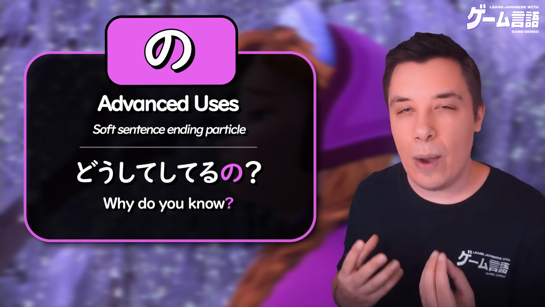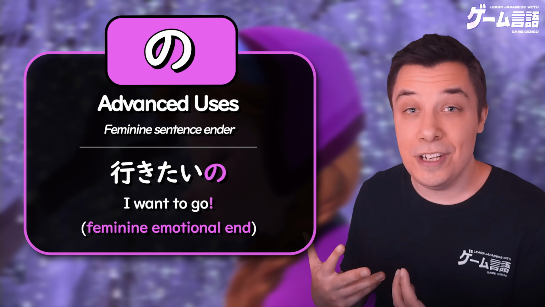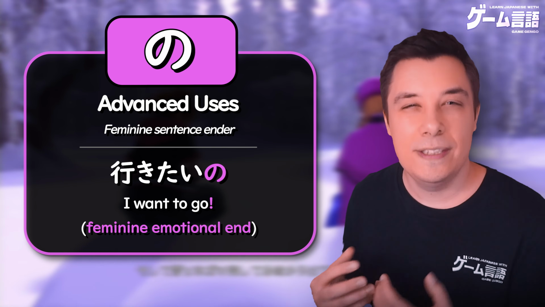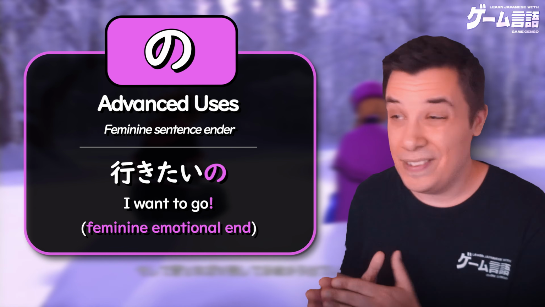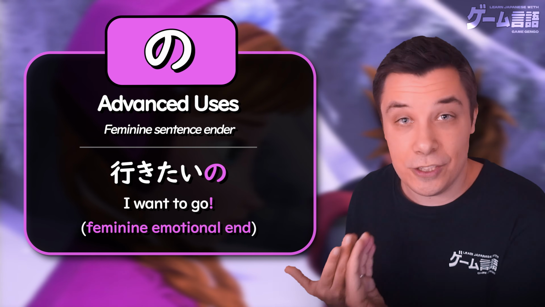gender neutral. However, when you make a statement ending in no, then this is actually a feminine emotional sentence ender. So this is mostly seen by feminine speakers. This is adding some sort of emotion about something, perhaps they're complaining or adding some emotion about a certain thing.